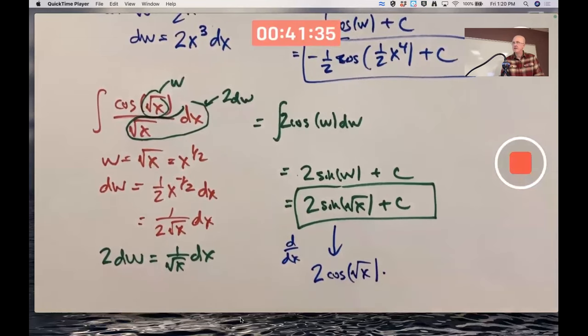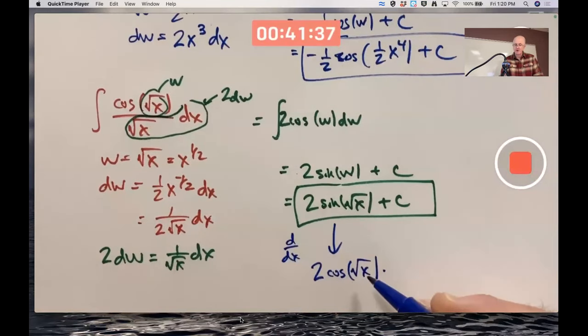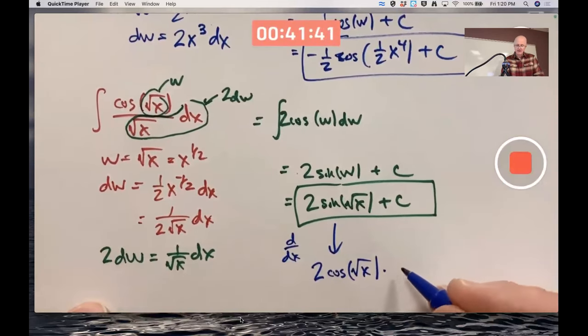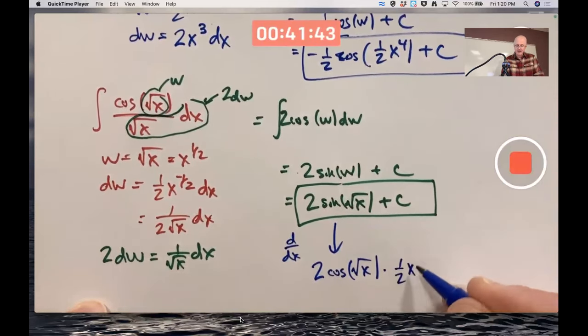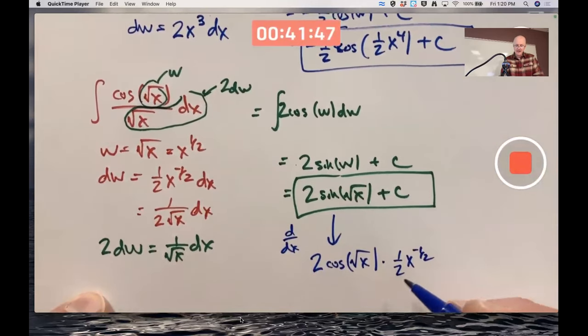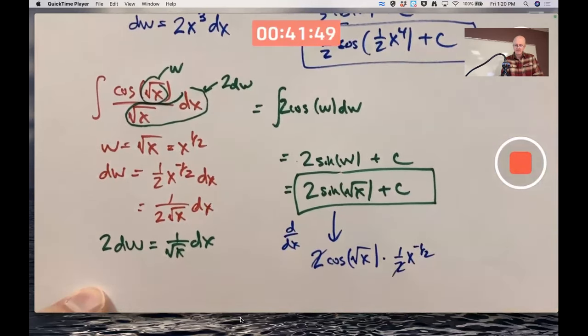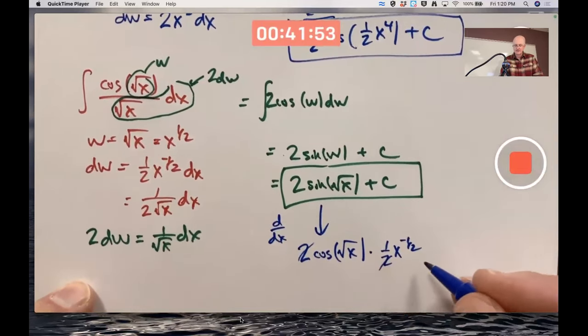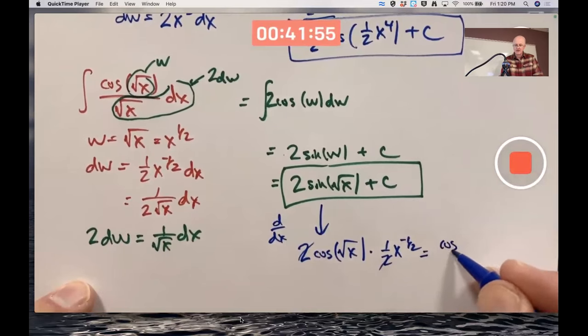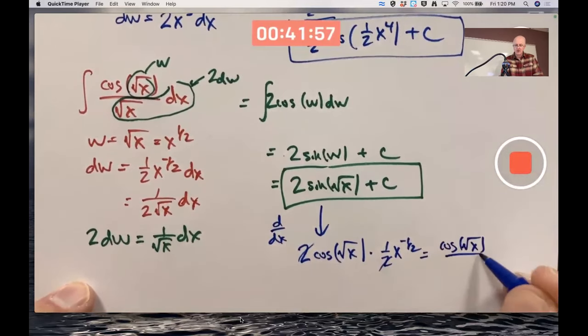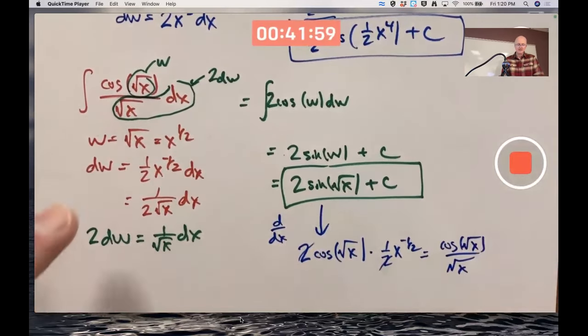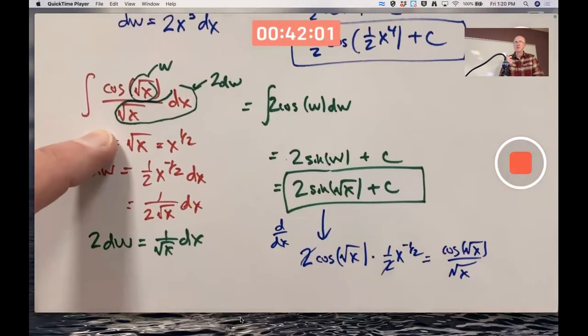I need to multiply times the derivative of the inside function, square root of x, which is x to the 1/2. Doing so gives 1/2 x to the negative 1/2. The 1/2 cancels with the 2. X to the negative 1/2 is the same as 1/square root of x. This simplifies to cosine of square root of x over square root of x. The original integrand. Yes, it worked.